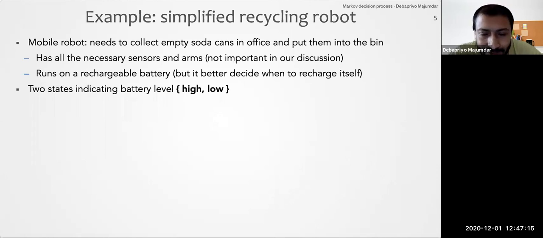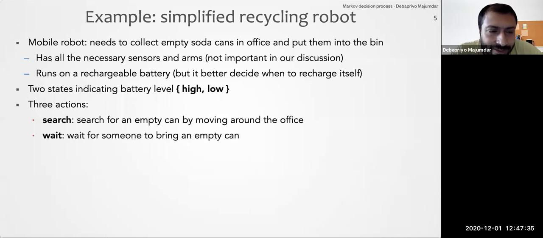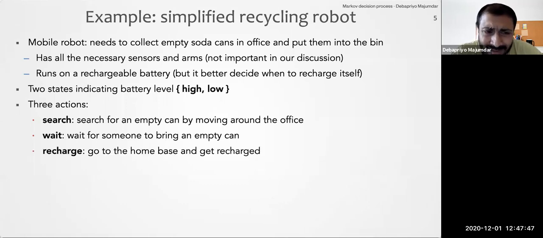So the state is whether the battery charge is high or the charge is low. And there are three actions. One is to go around the office and search for an empty can. It will go around the office and look at the tables for an empty can. So that's one action, search. Second is wait. Just wait there, don't go around. Maybe somebody will come and bring a can near you, maybe keep it on the table or something like that. And the third is go to your home base and get recharged.